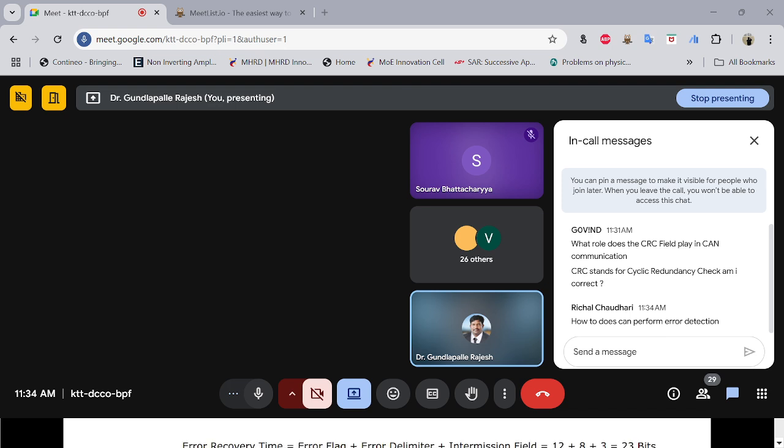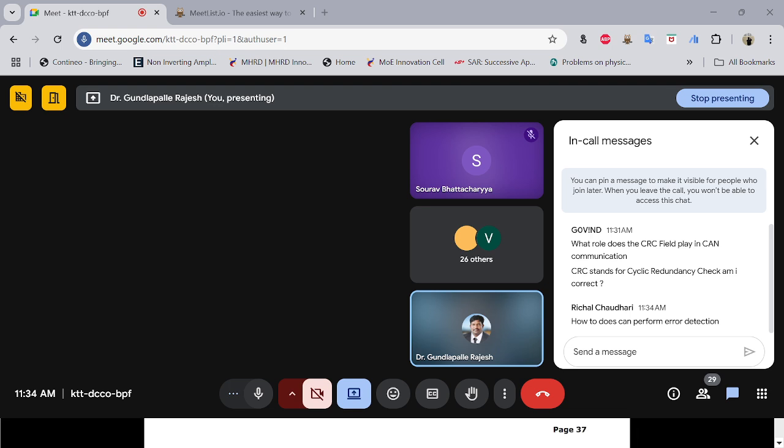So these are some error frame and error detection methods. Using error frames like this, if you see here, the error recovery time in the realistic aspect will be equal to error flags plus error delimiter plus intermission field, which consumes 23 bits. This fault containment and transmitter and receiver errors we'll see in the next session.